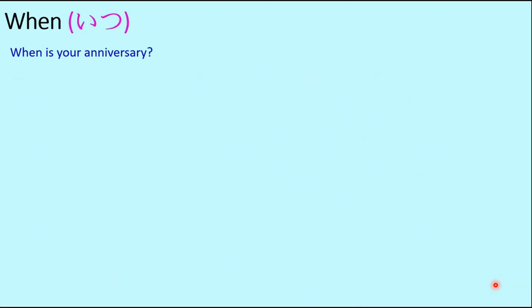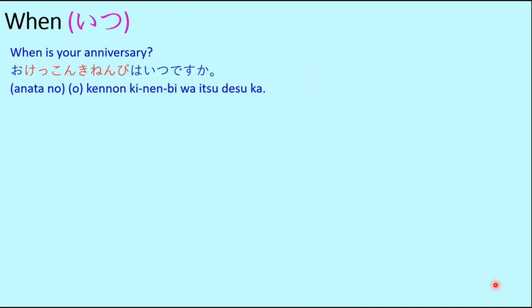Here are a few more examples. When is your anniversary? So just like when is your birthday, the next question is when is your anniversary? Anata no or o, you can use either of these. So anata no kennon kinenbi wa itsu desu ka? Kennon kinenbi means anniversary. This is a single phrase which represents the anniversary. Anata no kennon kinenbi wa itsu desu ka? Or o kennon kinenbi wa itsu desu ka?